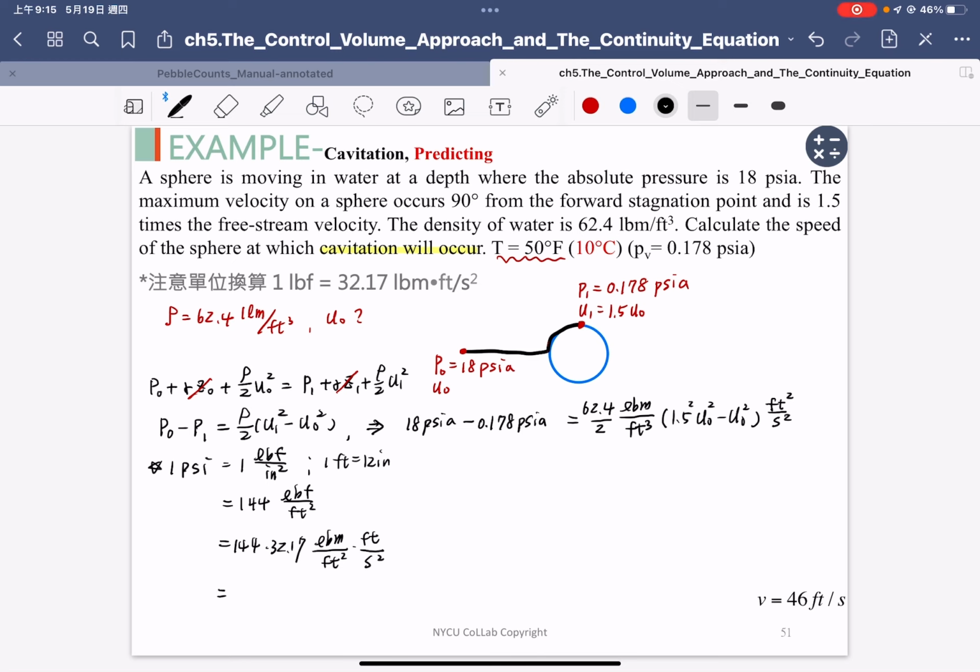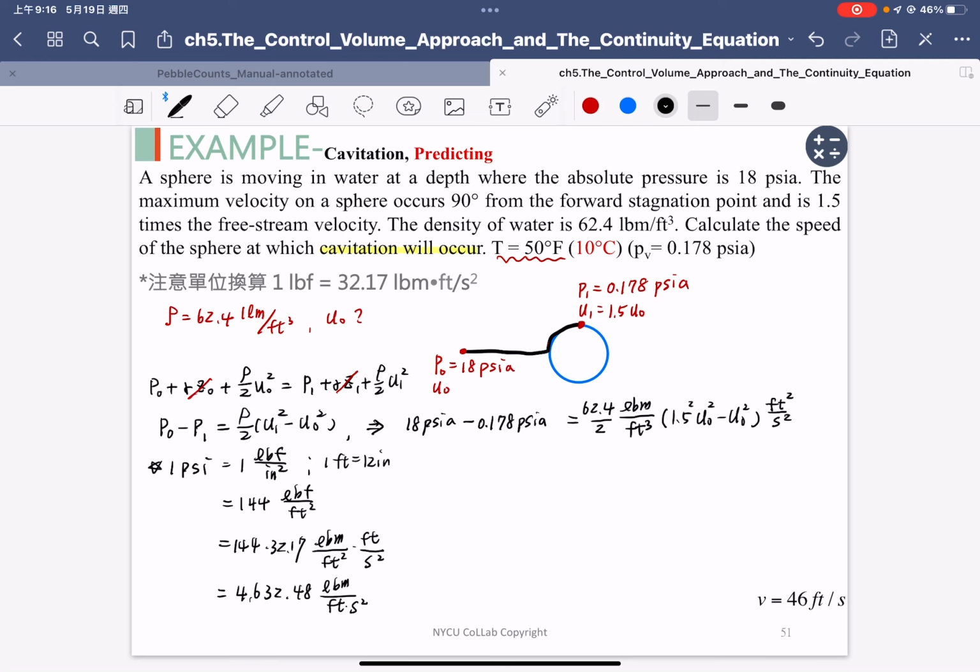Okay, that will equal, I use my calculator to check the answer here. So that will equal 4632.48 pound mass divided by ft divided by second square. Okay, so we can put the numbers back to here.